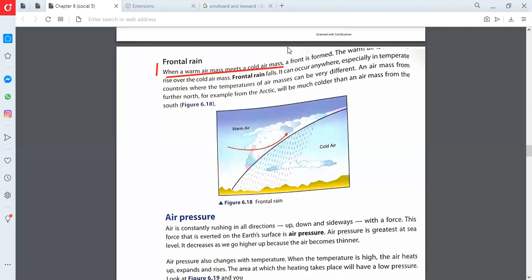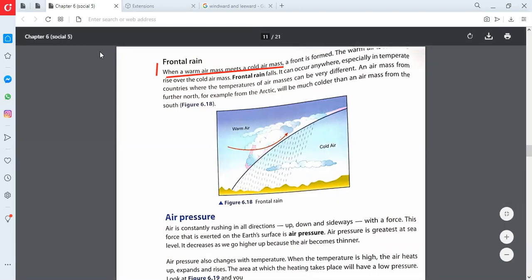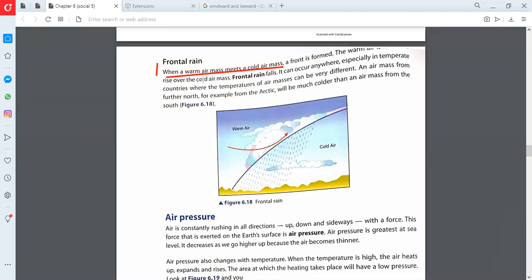So frontal rain occurs when warm air meets with cold air. When this happens, a front is formed. We know a front will form, and that front will make rain. The heavier cold air sinks to the ground and the warm air rises above. Because of that front, the warm air is there and the cold air is also there. And when they mix, the warm air rises up.